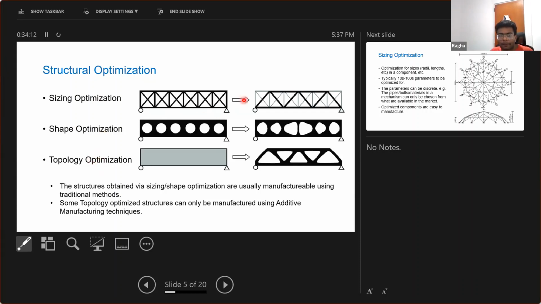For example, you can only buy members from the market which look like this, of different cross section areas, right? So you can buy this, but if you see the members in topology optimization, they are not of uniform cross section. So the manufacturing methods are going to be different here. So that would increase the manufacturing costs.